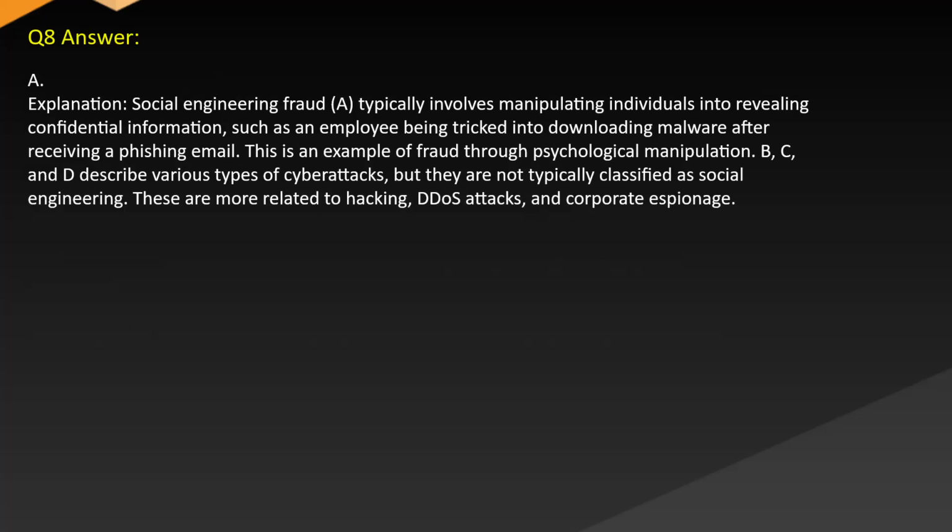Answer A. Explanation. Social engineering fraud typically involves manipulating individuals into revealing confidential information, such as an employee being tricked into downloading malware after receiving a phishing email. This is an example of fraud through psychological manipulation. B, C, and D describe various types of cyber attacks, but they are not typically classified as social engineering. These are more related to hacking, DDoS attacks, and corporate espionage.